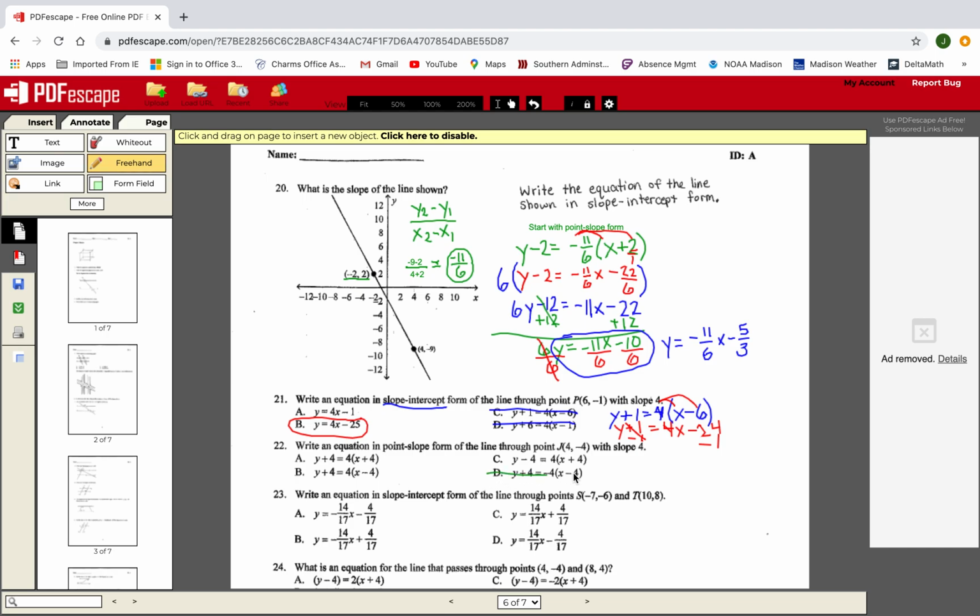This is process of elimination. Hope you're familiar with it. All right. So y minus the y value. Y minus negative 4 is going to be y plus 4. So it's going to be either A or B because those are the two that say y plus 4. So it can't be C. So now I'm just looking at the x portion. And the formula says x minus the x value, x minus 4, then again would be B.